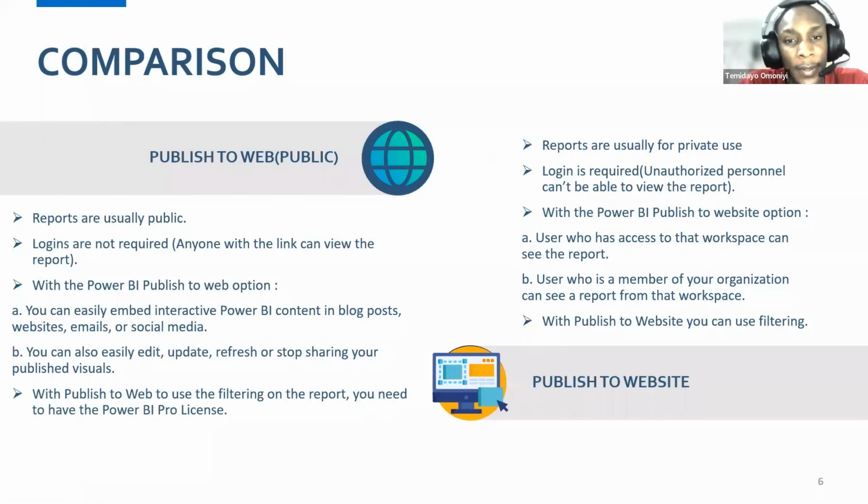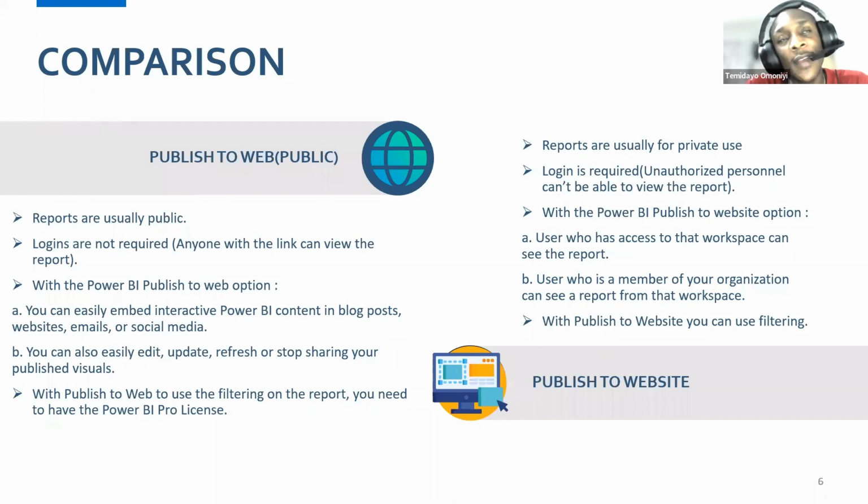Sorry, so I'm talking about the comparison now. When you embed your code in Power BI, you're embedding into two places. You're either embedding to the web, or you're embedding to a website or portal. This is just the comparison between both of them. The first one, reports are usually public. What it means is that if anyone has the link to the code you just created, anyone can view the report.